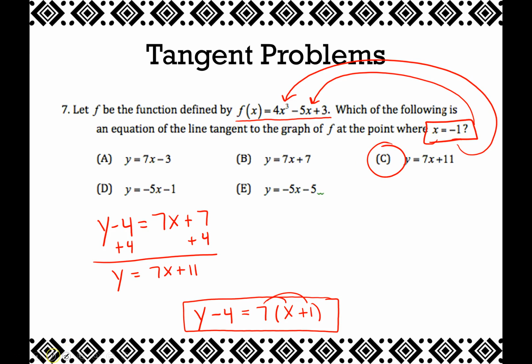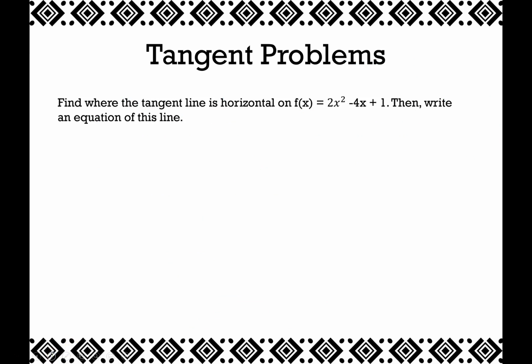All right, let's try another one. Find where the tangent line is horizontal on f of x equals 2x squared minus 4x plus 1. Then write the equation of the line. Well, we know that this is a happy face because it is a quadratic. Where would my slope of the tangent line be horizontal? Well, that would be located right here at the vertex.